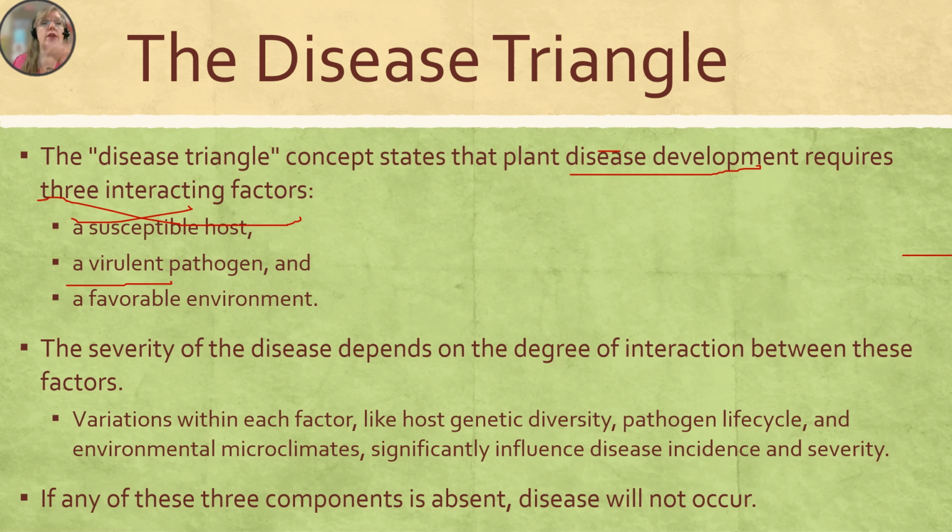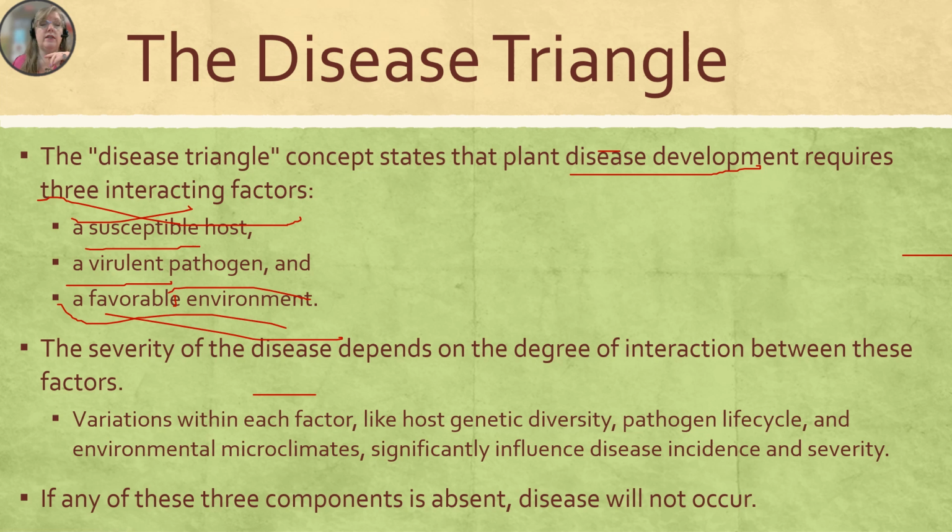3 interacting factors. You saw that there were 3 circles in that Venn diagram. You have to have a susceptible host. You have to have a virulent pathogen. Virulent means strong and healthy, so that means a nice tough pathogen. And then you have to have a favorable environment for the pathogen to live, which is probably not a favorable environment for your plant. So these are the 3 things you have to have. And again, I'm going to go over that on the next slide as well.